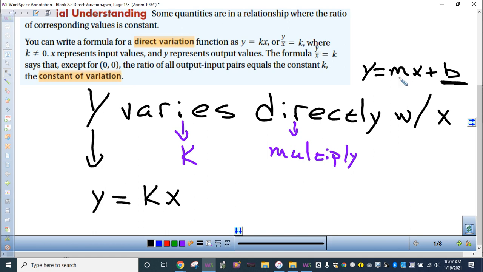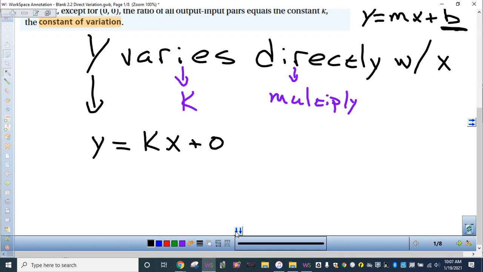It means that this equation, if you graph it, will always go through 0, 0. Every single time it'll go through 0, 0. So if you're looking at a graph of these things and you want to know if it is a direct variation, if it goes through the origin 0, 0, it is a direct variation equation.